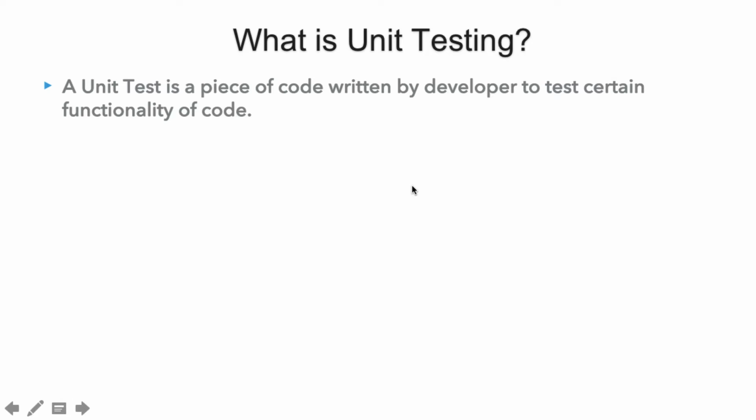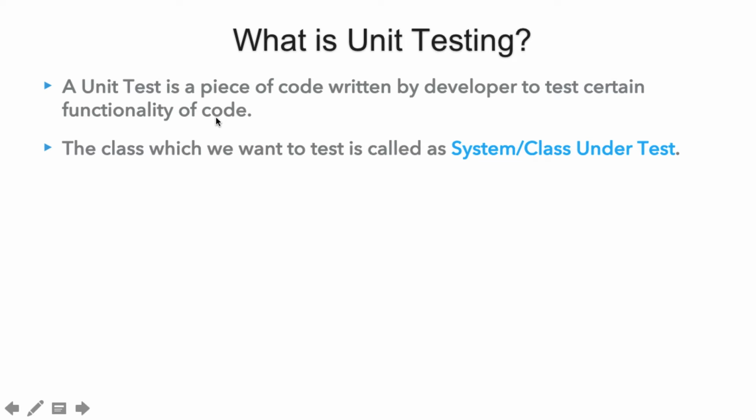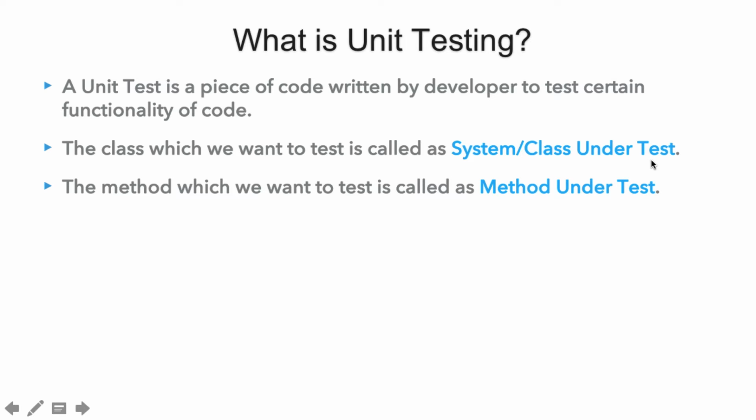Also friends, here you can see the functionality of code which is written by the developer is basically written inside a class, and let's say he wants to test that class. So there is a term associated with that class which he wants to test. We call it the system or class under test. And the method which is written inside this class, where the functionality of code lies and which the developer wants to test, is actually called the method under test.